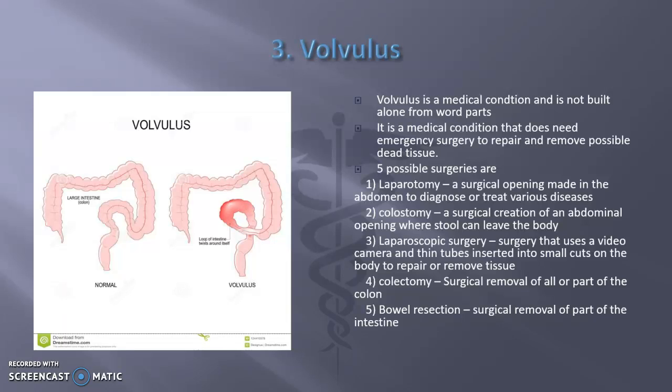So the next one is volvulus. So volvulus is a medical condition and is not built alone from word parts. It is a medical condition that needs emergency surgery to repair and remove possible dead tissue. So the 5 possible surgeries are laparotomy, which is a surgical opening made in the abdomen to diagnose or treat various diseases. Colostomy, which is a surgical creation of an abdominal opening where stool can leave the body.